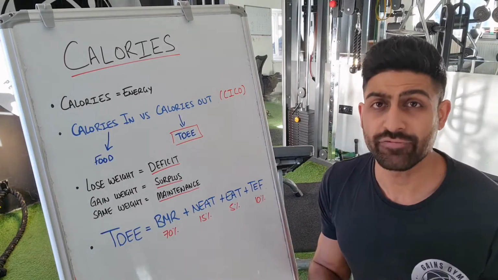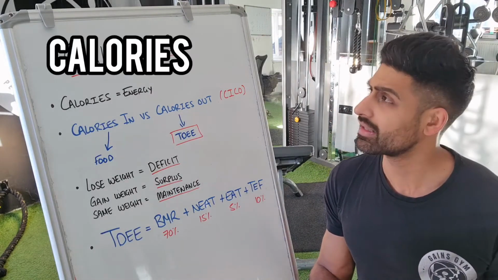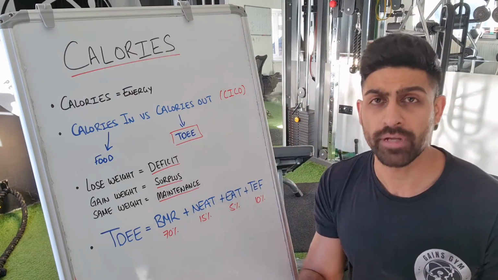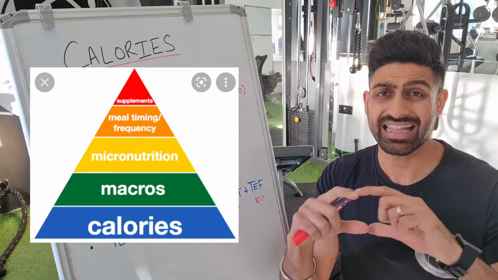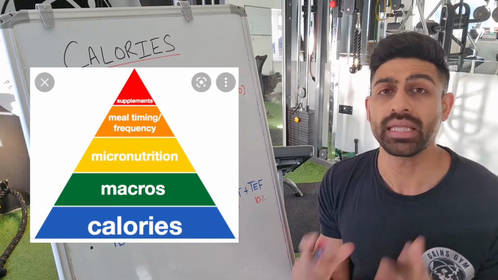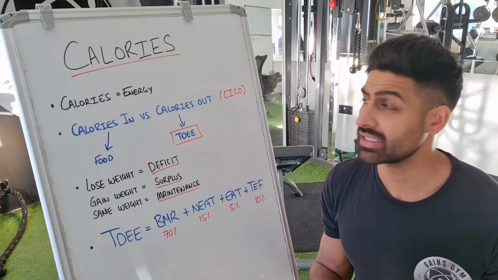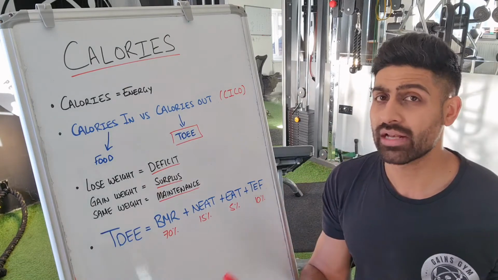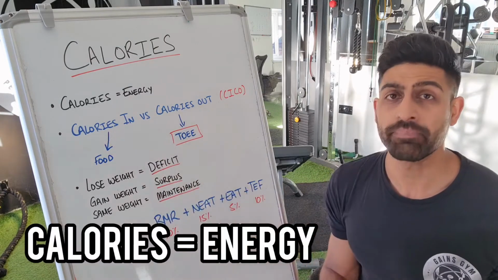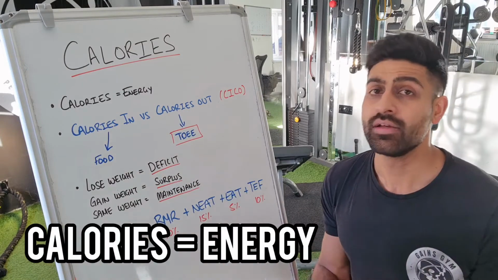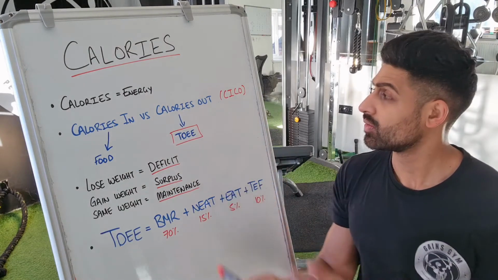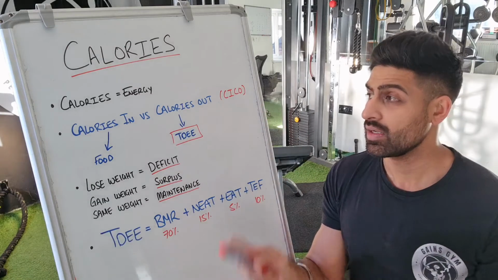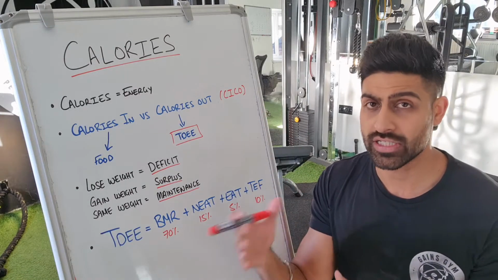So in today's video we are going to be covering the topic of calories. On the hierarchy of nutrition pyramid, calories was at the foundation, the base level, meaning it is the most important when it comes to your nutrition. Now we can view calories as energy, okay? So you have calories in versus calories out, also known as CICO, C-I-C-O, which is your energy in versus your energy out.